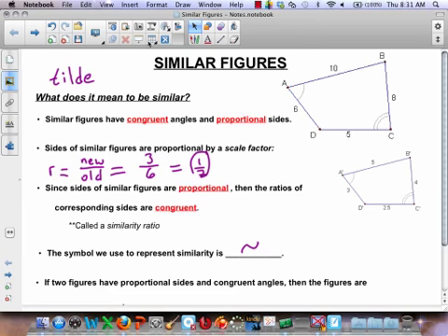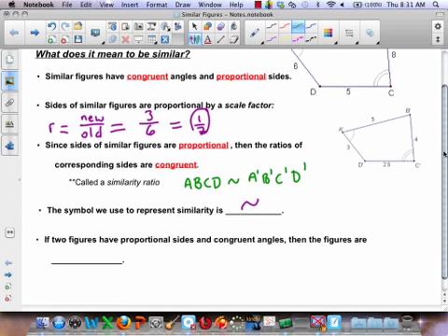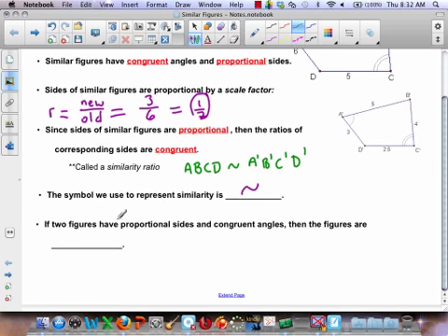And so if you're asked to write a similarity statement, we would say that ABCD is similar to A prime, B prime, C prime, D prime. That little tilde just means similar to. So again, big idea for today: if two figures have proportional sides and congruent angles, then the figures are similar.